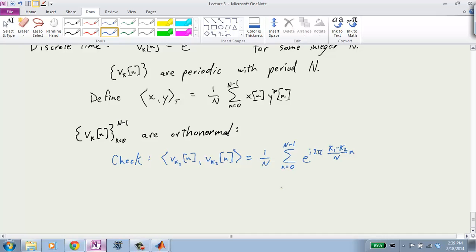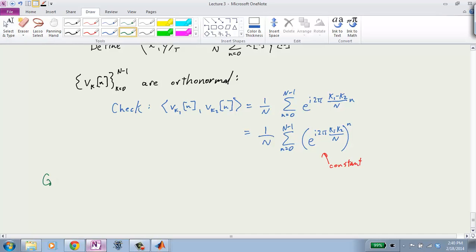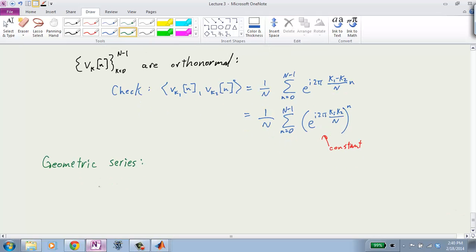I'm going to write this with parentheses just to make it clear how I'm going to use the geometric sum here. This I can write as e to the i 2 pi (k1 minus k2) over N as a number to the little n-th power. So this is a constant with respect to little n, it's just a number, and we have a geometric series, which is very useful. The geometric series says that if you sum n equals 0 to capital N minus 1 of a number a to the n, that's going to equal 1 minus a to the capital N over 1 minus a.